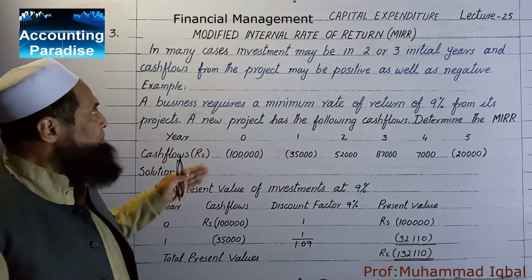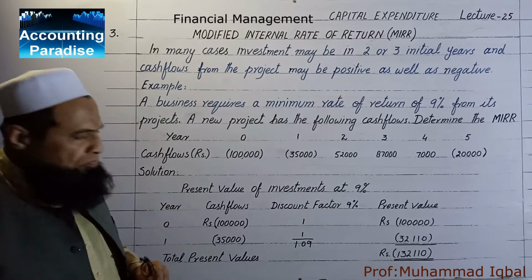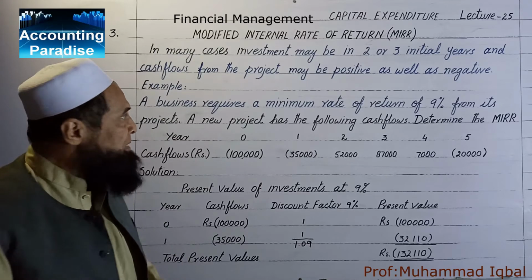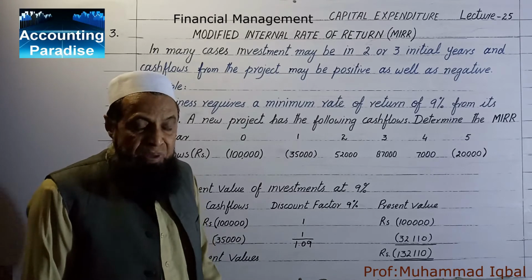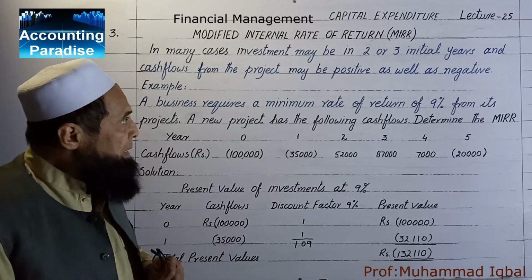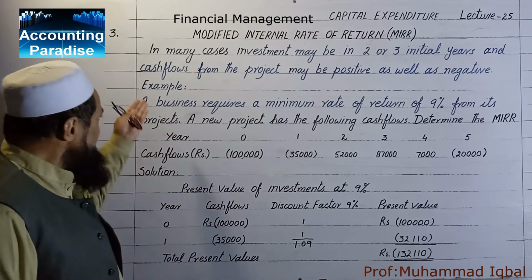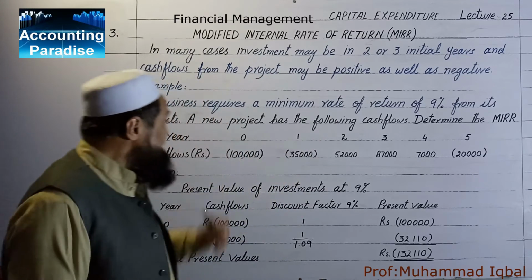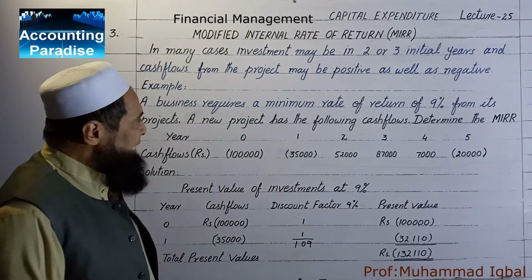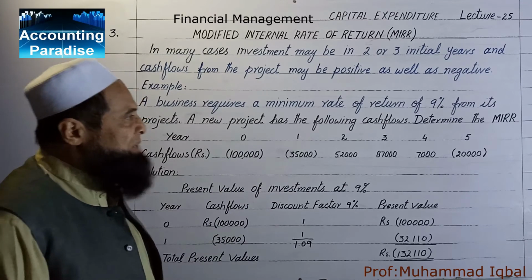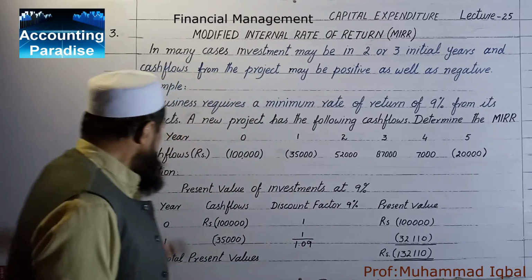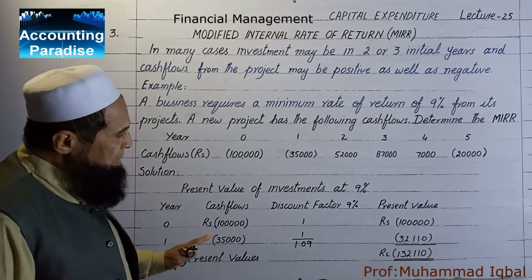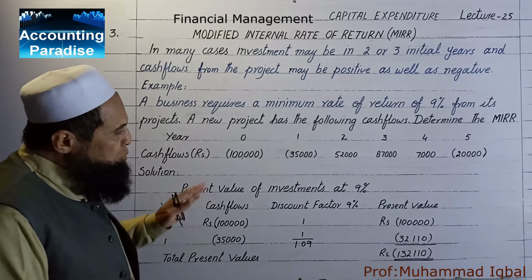Now in many cases the investment may be in 2 or 3 initial years, and cash flows from the projects may be positive and negative. See the example. A business requires a minimum rate of return of 9% from its projects. A new project has the following cash flows. Determine the modified internal rate of return. Here are the years and the cash flows. Solution is in two parts.